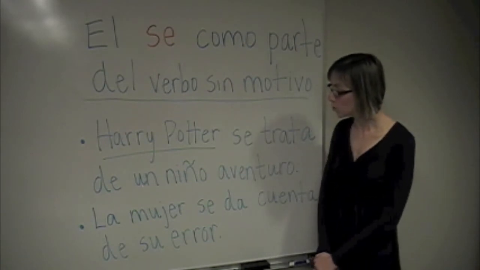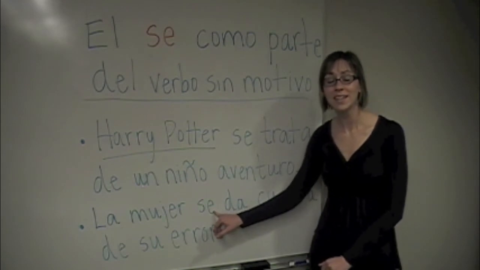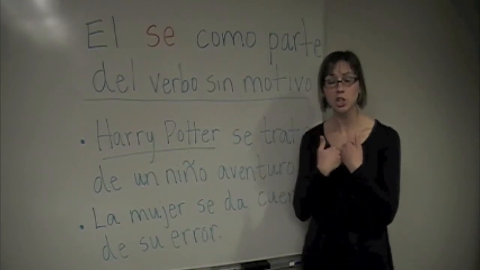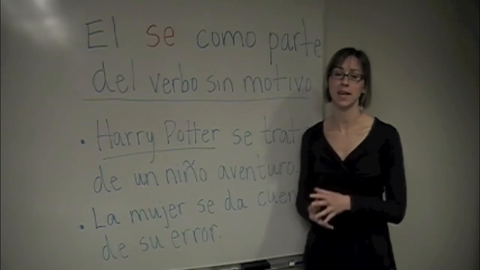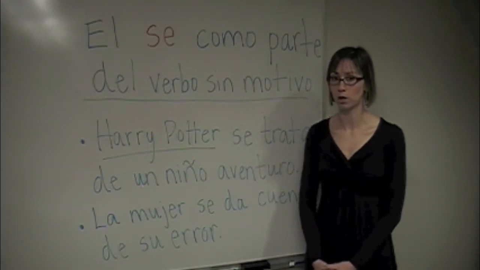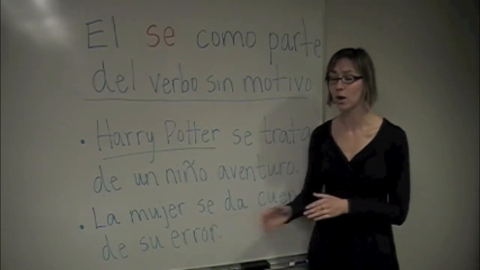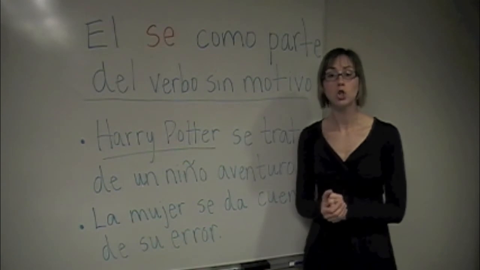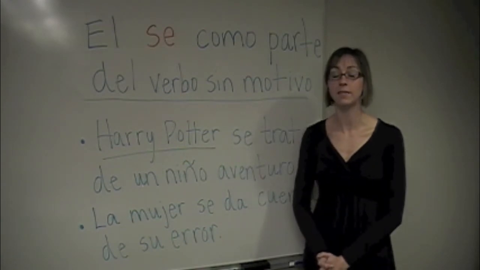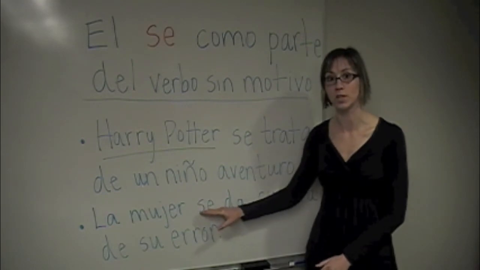Now, I want to also point out that it doesn't always have to be this conjugation of se. Let's say, for example, let's change it to yo. I realize my mistake. Yo me doy cuenta de mi error. Notice I used yo me. I didn't say se. Or for example, tú te das cuenta de tu error. So do not fall into the habit of always using se.